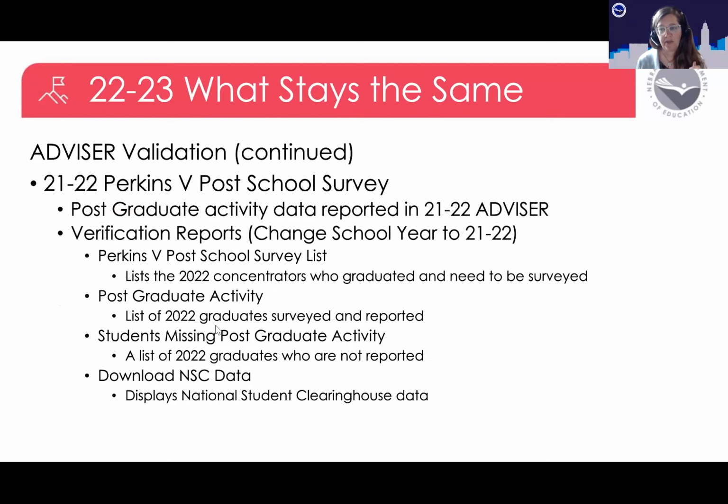Okay, so a couple things to highlight about advisor validation that are the same year over year. This 21-22 Perkins 5 post-school survey data is collected now, but it's actually relating to last year's advisor data. So you're going to change your school year in advisor validation to 21-22, and then go to these verification reports here and review the data to make sure that it's accurate.